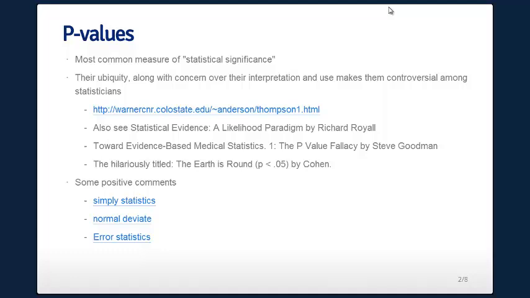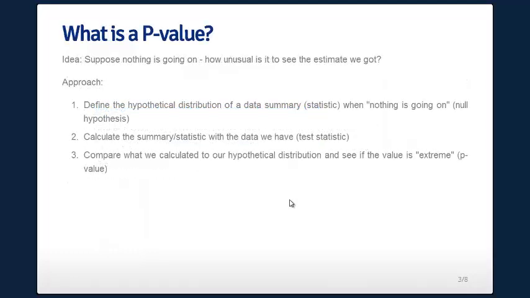All of these references are quite accessible and are good introductions to why people have such passionate feelings about p-values. In this lecture we'll just tell you what they are, and then you can read more about the controversies, because you need to know what they are before you can dive into the controversies.